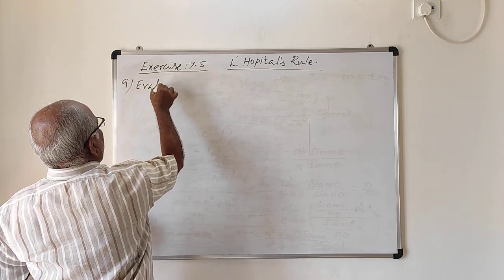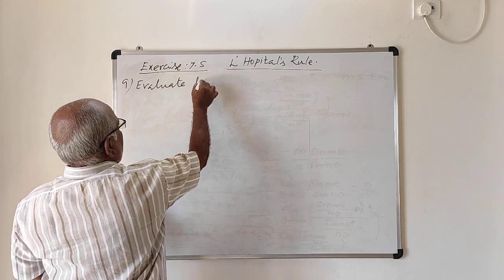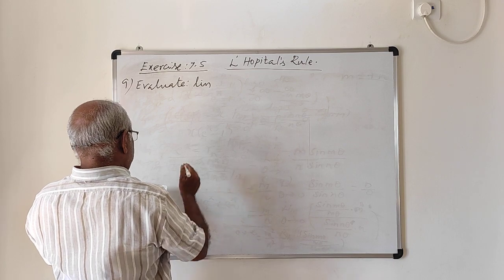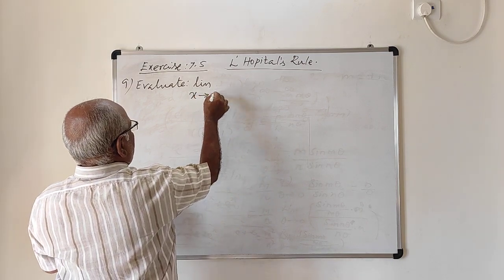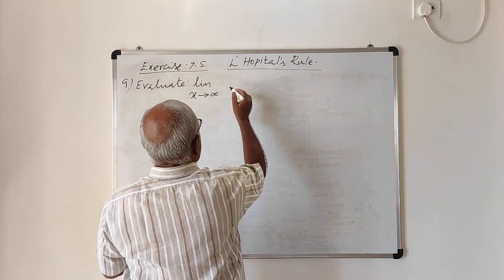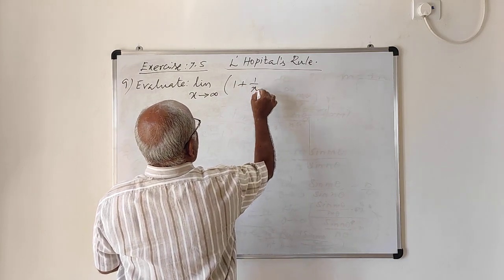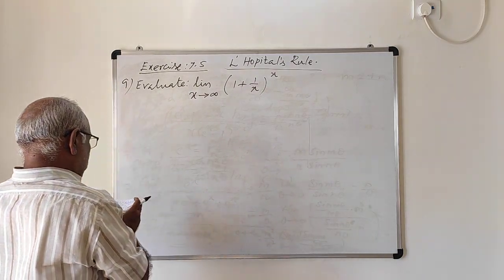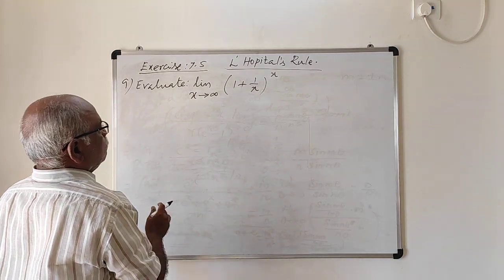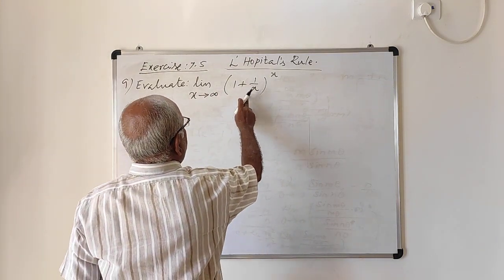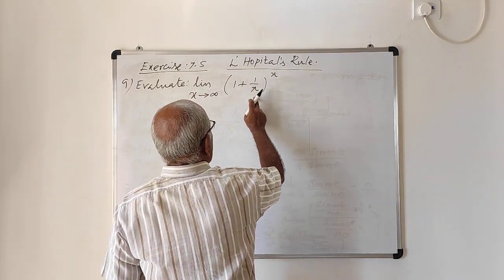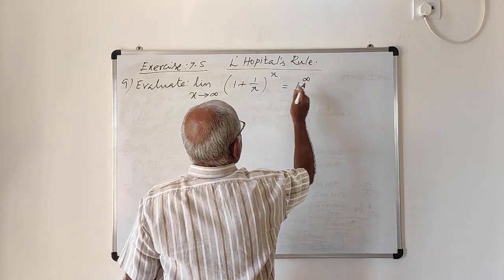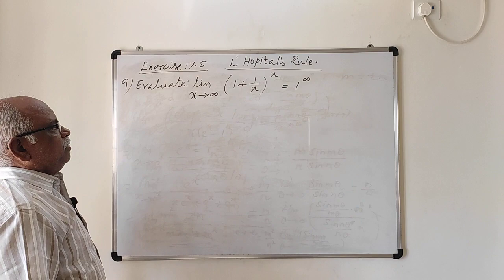Evaluate the limit x tends to infinity of (1 plus 1 by x) power x. If you apply the limit straight away, 1 by infinity is 0, and 0 plus 1 is 1. 1 power infinity is an indeterminate form.